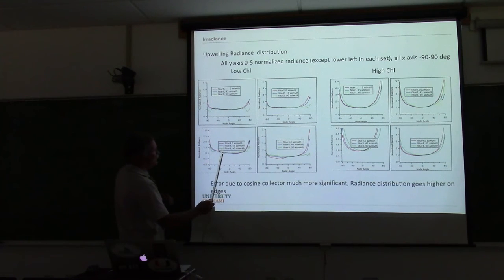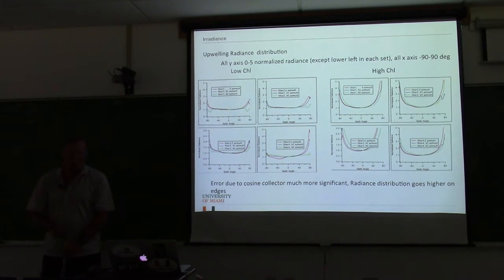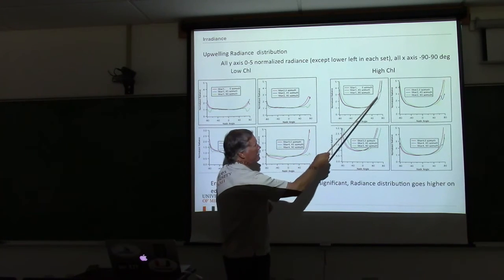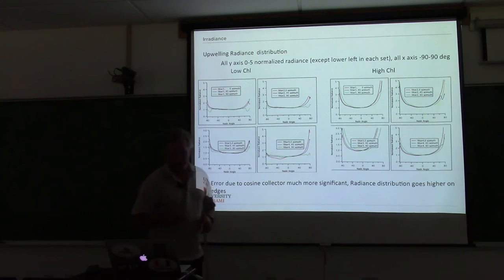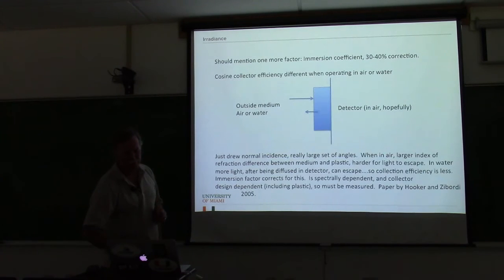At low chlorophyll, the radiance distribution is still peaked a little bit on the edges. There's more light if you look going down, looking straight down, there's more light off to the horizon than there is looking straight down. So this cosine response error will be a bigger problem for upwelling light than it will be for downwelling light. So the upwelling irradiance measurement is a problematic measurement. When you go to high chlorophyll, it's even more of a problem. There's a lot more light at the horizon than there is looking straight down. So irradiance detectors, collectors have a problem for the upwelling light field.